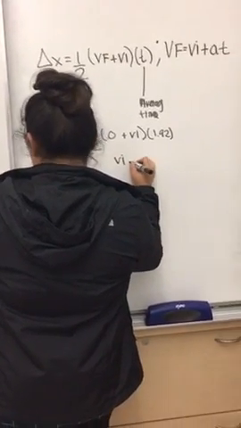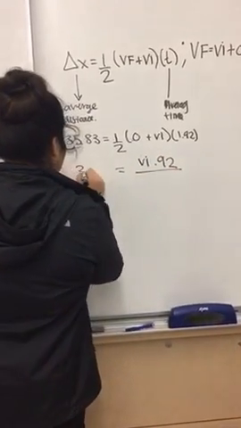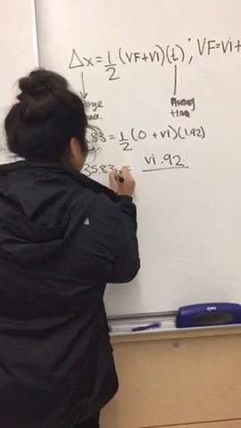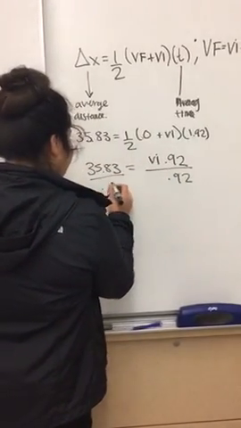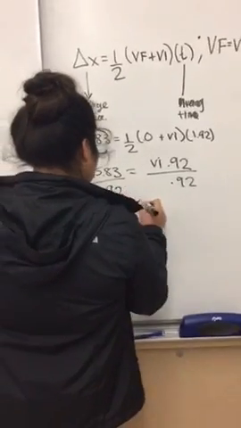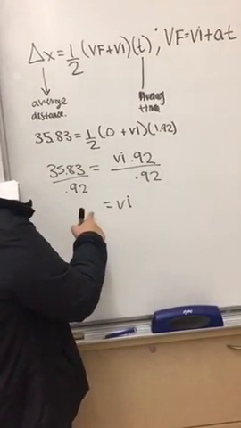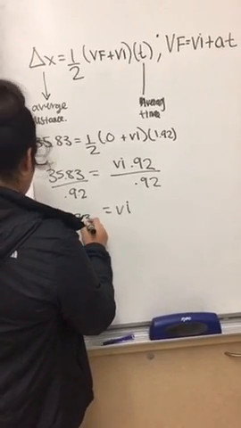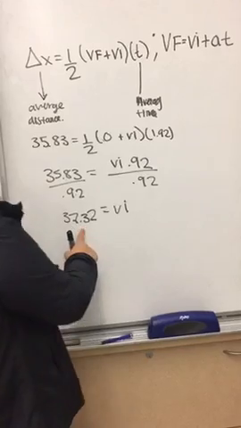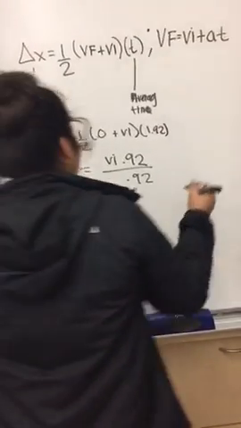So it would be 35.83 equals VI times 0.92. Divide it to both sides. And you would end up with an initial velocity of 37.32. And you're going to use this number and plug it into the next equation.